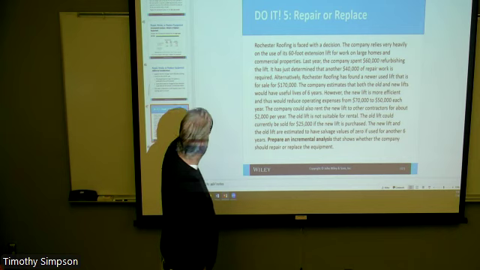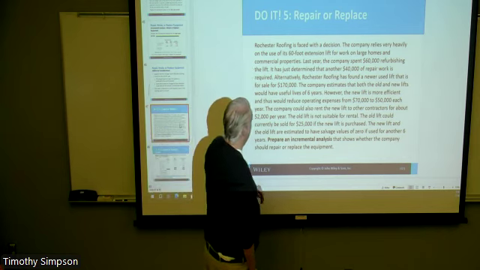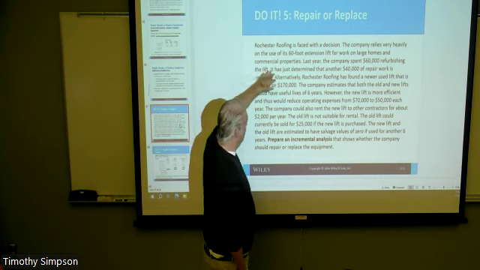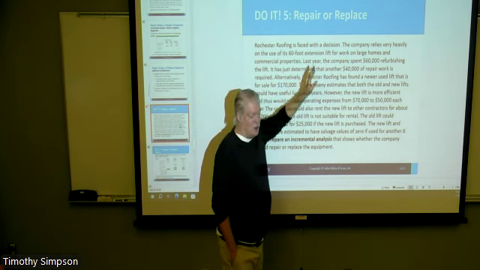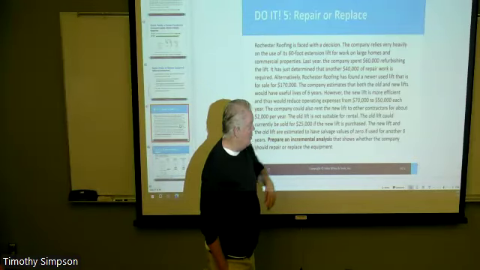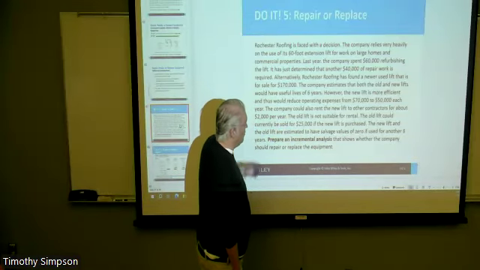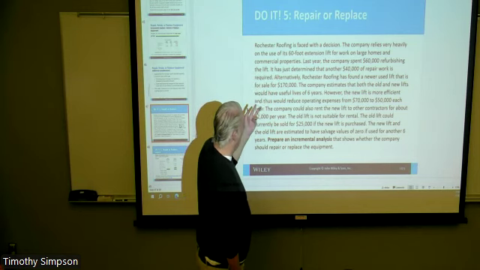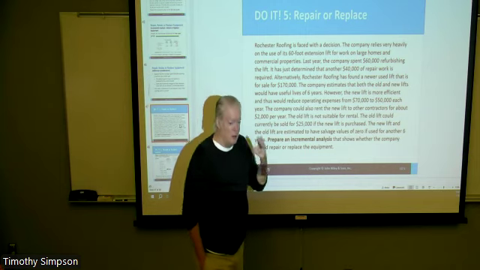So Rochester Roofing is facing the decision. The company relies heavily on the use of the 60-foot extension lift for working on large homes. Last year, the company spent $60,000 refurbishing the lift. So immediately one should think, okay, $60,000 spent last year is what kind of a cost? Sunk cost. It's gone. It's done. Regardless of what we do today, those $60,000 that were spent last year are gone. So we can immediately write those off as being irrelevant.